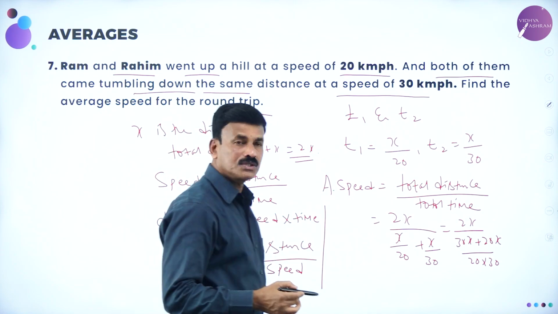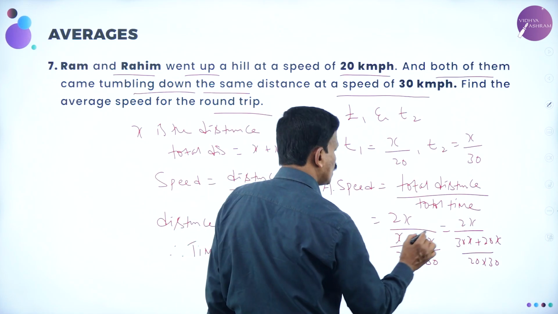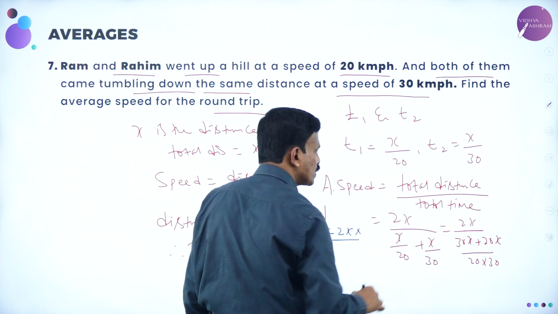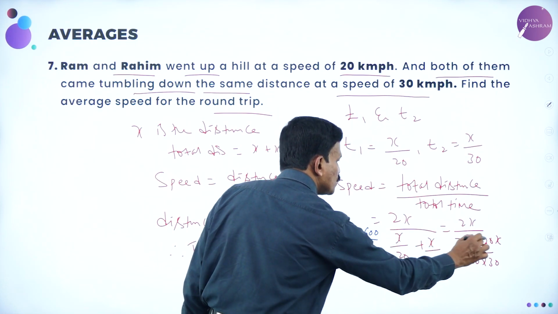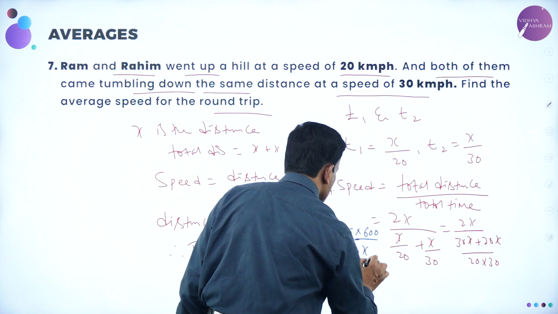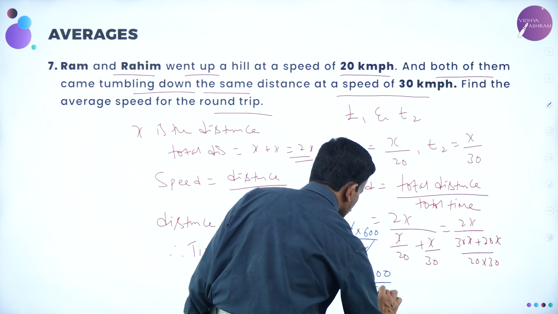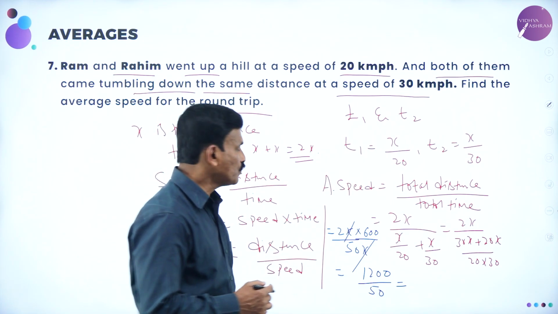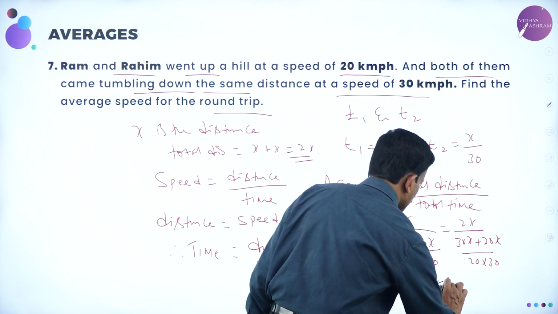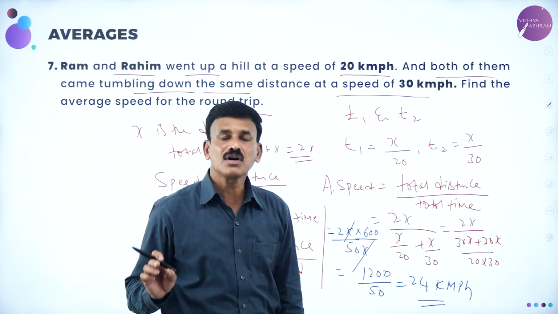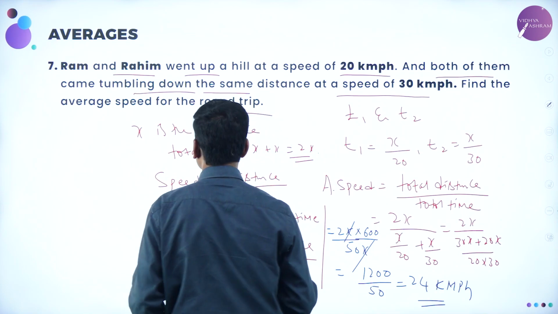This can be written as 2x divided by 50x, and 20 into 30 is 600 which goes to the numerator, divided by 20 plus 30 is 50x. So x and x get cancelled. So that is 1200 divided by 50. So this is equal to 24 kilometers per hour. Therefore, the average speed is 24 kilometers per hour. That's it. Very simple problem.